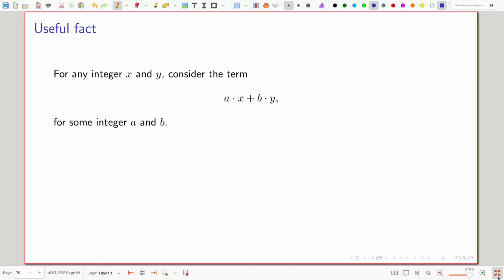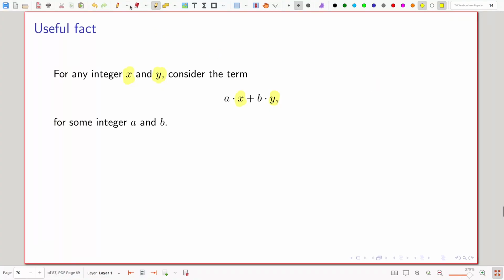If we have two integers, we prove some properties related to this. So if we take two integers x and y, and then take another two integers a and b, and we write this expression: we multiply x with a and we multiply b with y. This expression is really related to GCD. Why is that? Let me show you something.